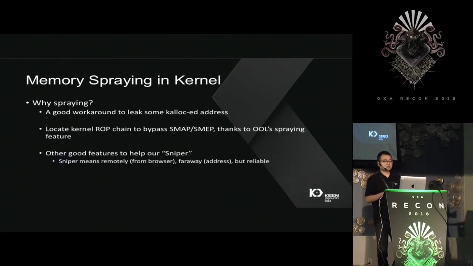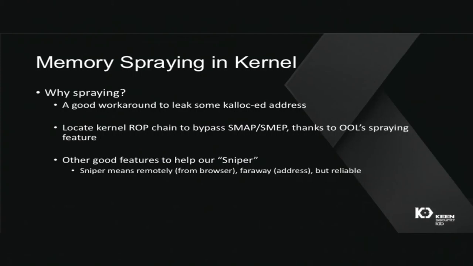After we found that, we should ask ourselves why we need spraying. If you have a very good approach to memory spraying, you have a workaround to leak some kalloc address, because to bypass SMEP and SMAP, you have to leak some kernel address, and at those addresses you need some controllable data to prepare the ROP chain or something like that. Besides those reasons, there are also some very good features which Flanker will introduce later to help our sniper realize the final pwn. So we will introduce a case study.